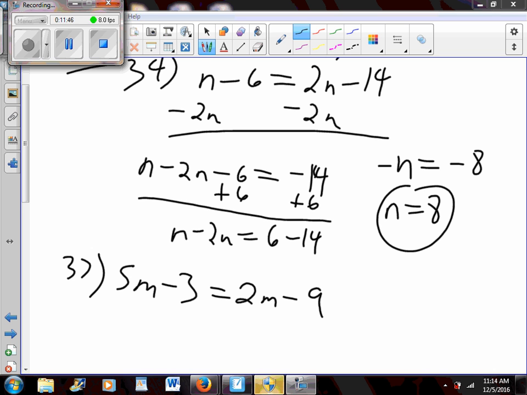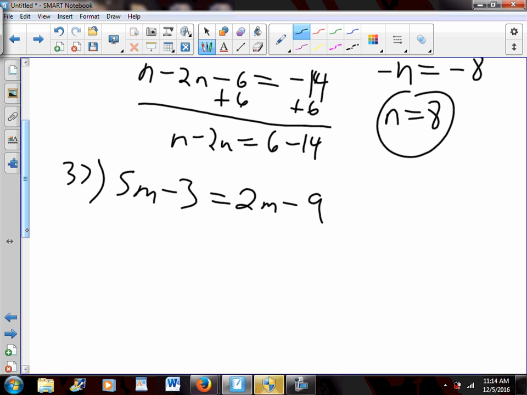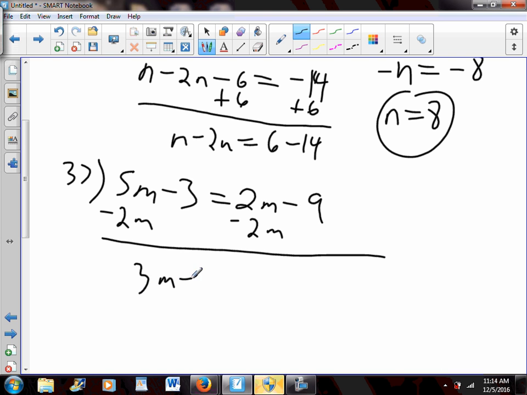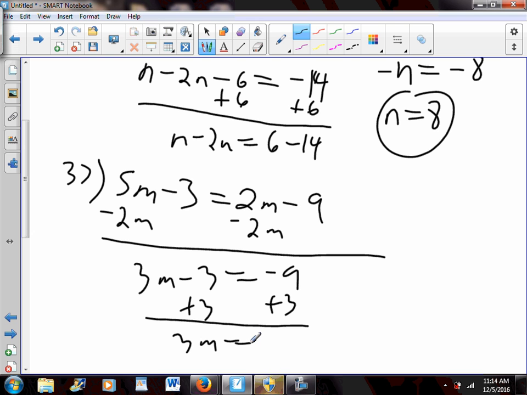Okay, so on problem 37, y'all did this pretty well. Most of you were getting this. Subtract 2m. That's going to give you 3m minus 3 equals a negative 9. Be careful with your negatives. Add 3 to both sides. Now you're going to get 3m is equal to a negative 6.